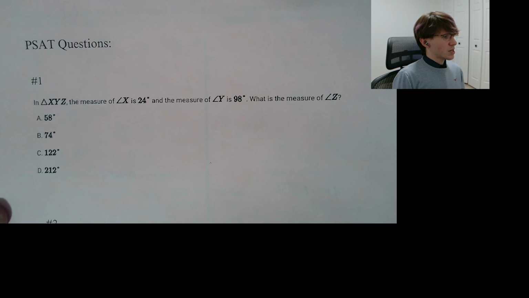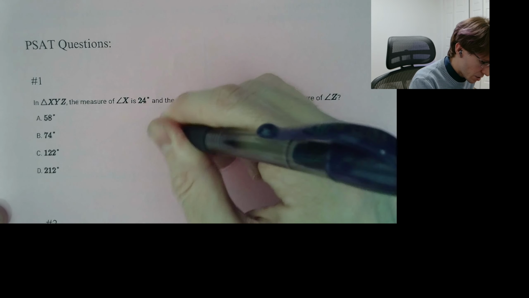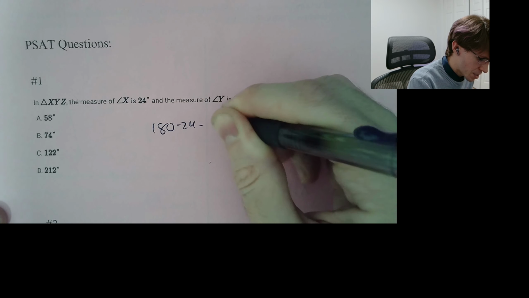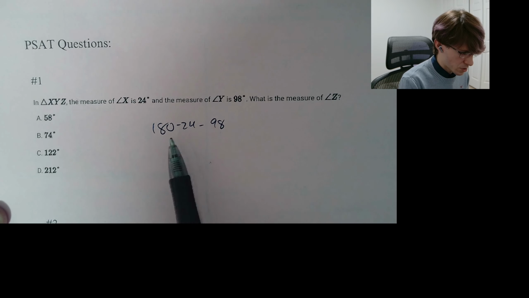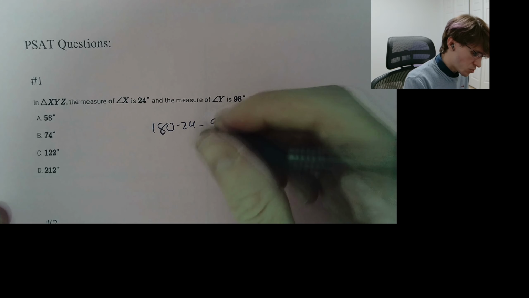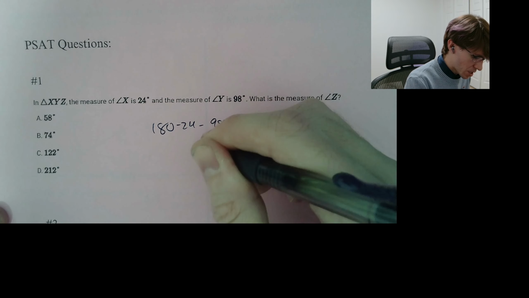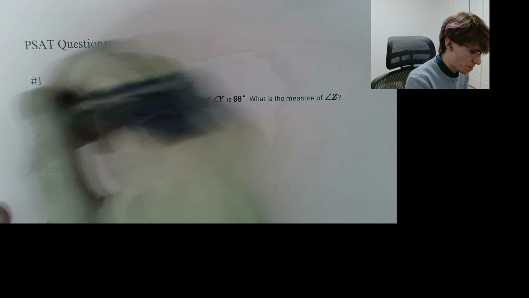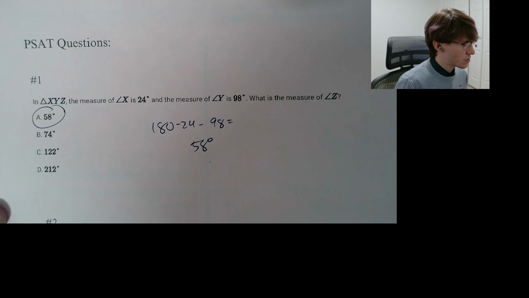What is the measure of angle Z? Guys, this is a triangle. Triangles add to 180, so 180 minus 24 minus 98. Shouldn't be too much effort. 180 minus 100 is 80, and then 2 more is, what is that going to be, 58? Yeah. Done. Moving on to the next question.